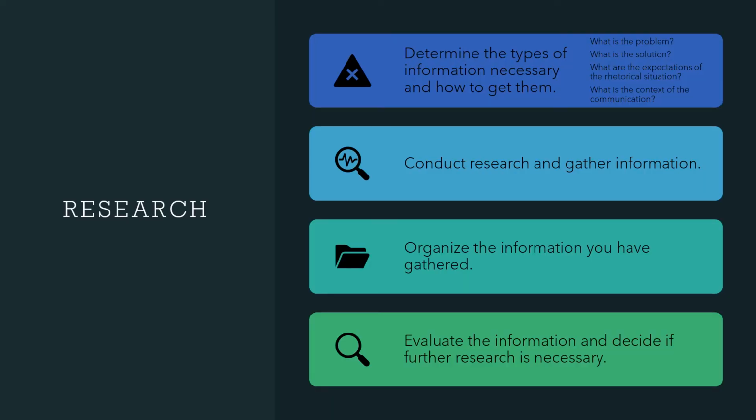When you're researching, determine the types of information necessary and how to get them, right? What is the problem? What is the solution? What are the expectations of the rhetorical situation? What is the context of the communication? These are all important things. If it's the first time you're writing a document for a new audience, and that audience happens to be across the world, you might need to do some research on what their expectations are going to be in that document and how people in that culture tend to use documents in the workplace.